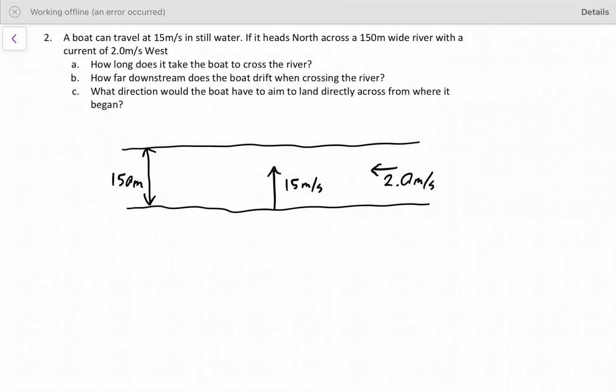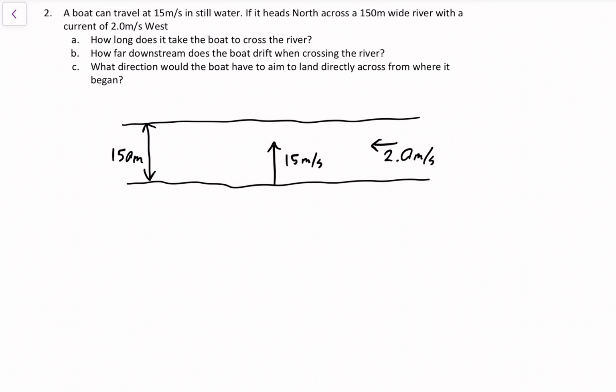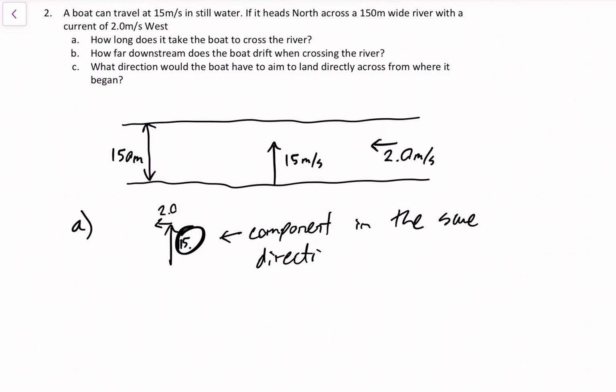Okay, so first part, how long does it take the boat to cross the river? The way that you can do this is you think about what component of the boat's velocity is going to be in the same direction as the distance across the river. So question A here, when you think about it that way, it actually works out to be very easy. If you think about how much of the boat's velocity is pointing towards the north, well, we've got 15 meters per second pointing north, and the current is going to move it to the west at 2 meters per second. So really the only part that we have to worry about is this 15 meters per second, because this is the component in the same direction as that 150 meters.